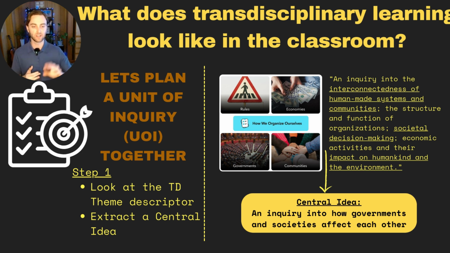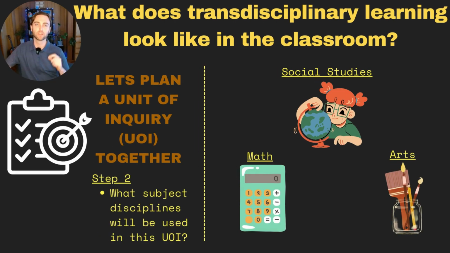This sentence encompasses those three things from the descriptor, and it will help us to ask some more questions about this topic. Now we have our central idea, which is an inquiry into how governments and societies affect each other. Next, we need to decide which disciplines are we going to use to explore this question. You can try to incorporate as many disciplines as you can, but some teachers like to focus a little bit on a couple and make sure that that emphasis is very, very clear for the students. So we're going to focus on these three for today.